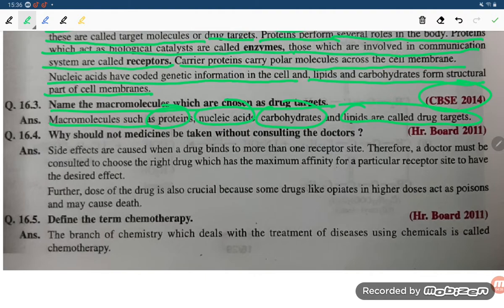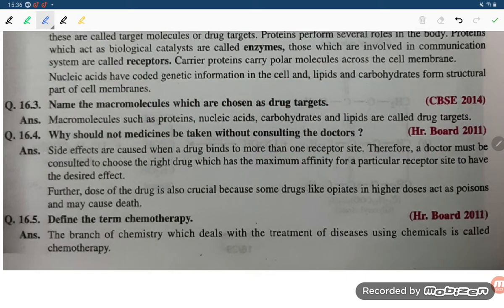Now the next one was asked by the Haryana board in 2011. Why should medicine not be taken without consulting a doctor? Dear student, different patients and different drugs have different doses. Excess drug can be poisonous and can lead to death. So let us have a look at it, student. Side effects are caused when the drug binds to more than one receptor site. Therefore, a doctor must be consulted to choose the right drug, which has maximum affinity for a particular receptor site to have the desired effect.